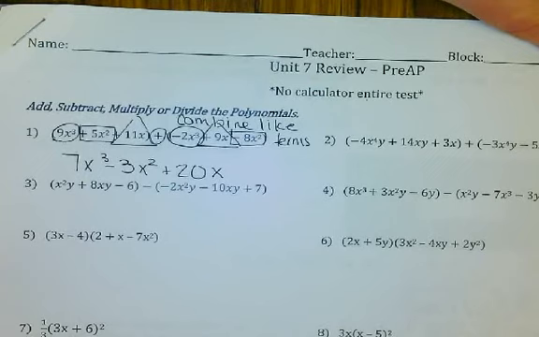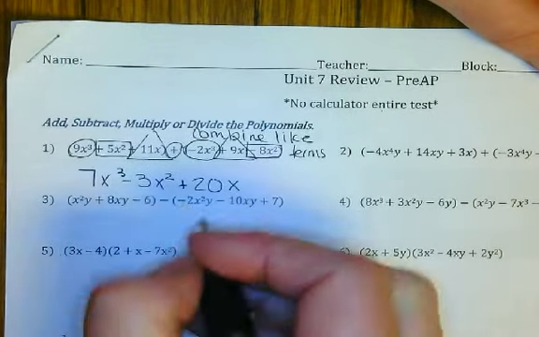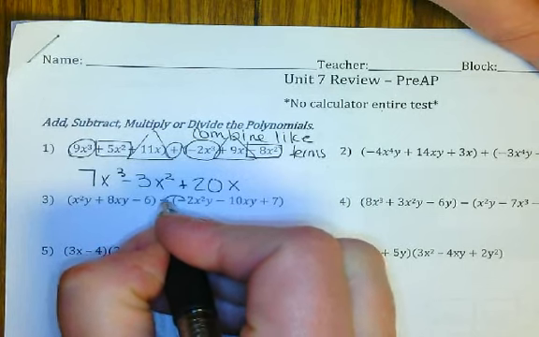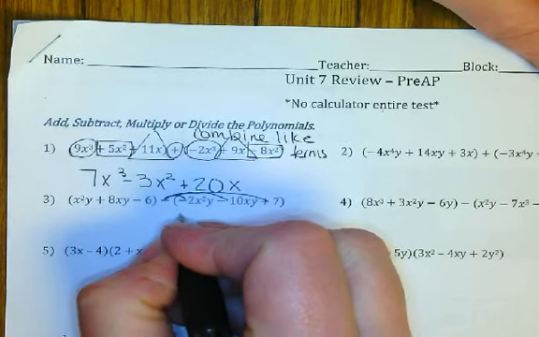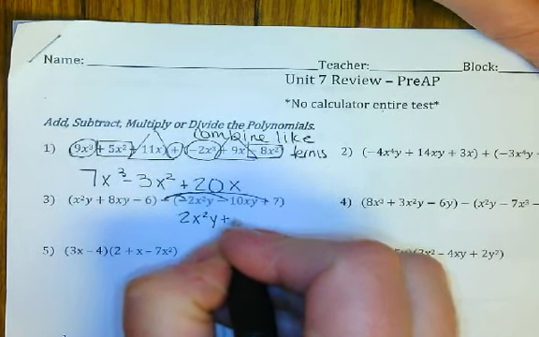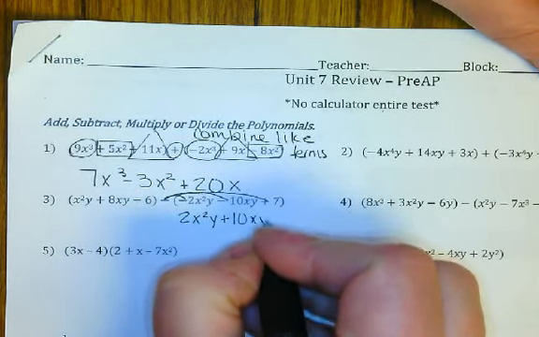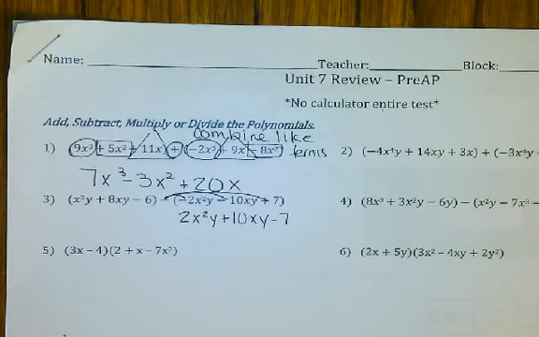Okay, on the subtracting, the main thing that you have to worry about is that you are distributing that negative, which makes all the signs the opposite. So that becomes 2x squared y, positive 10xy, and then minus 7. And at this point, you're just going to go back to what you did previously, where you're combining like terms.